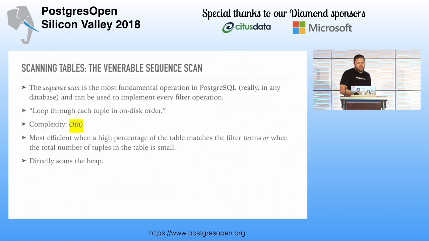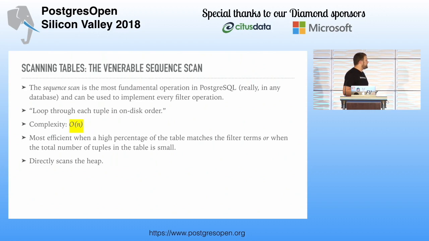There are 3 different ways that Postgres can scan your table, and the first is the sequence scan. It's the most fundamental operation in Postgres and really in any database because you can implement any filter operation with a sequence scan. It might be slow, it might be painful, but it will work. And it's also a simple algorithm. We just loop through every tuple.